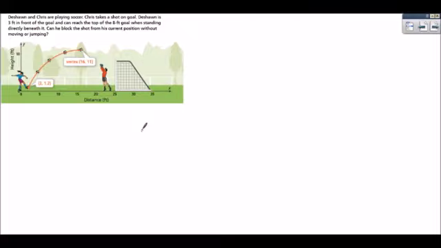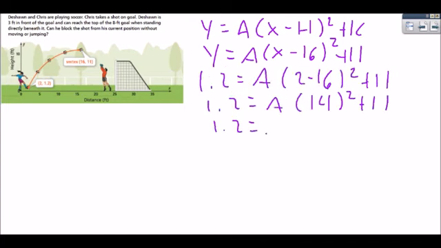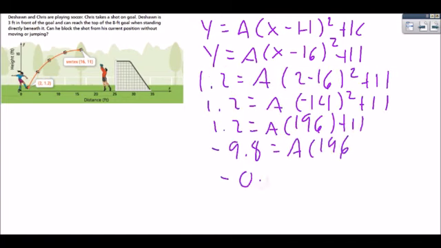The first thing we can do is rewrite this in vertex form. The next thing we have to do is find A. Well, we know a single point. It's when the ball was kicked off the ground. It's at point (2, 1.2). So we just plug this in for X and Y and solve for A. Okay, so what I did was I plugged in my point, simplified the inside, subtracted 11 from both sides, divided by 196, and that's how I found A.